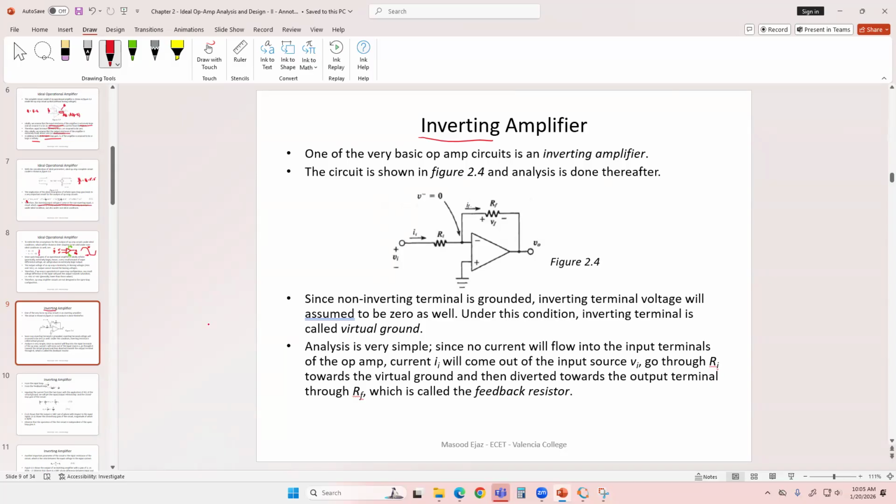So this is the circuit of the inverting amplifier, and this circuit is not going to change if you are using an inverting amplifier. You have the input resistance. Now, this is not the input resistance of the op-amp, this is the input resistance of the circuit, but we're just calling it Ri. And this is your Rf, which is the feedback resistor.